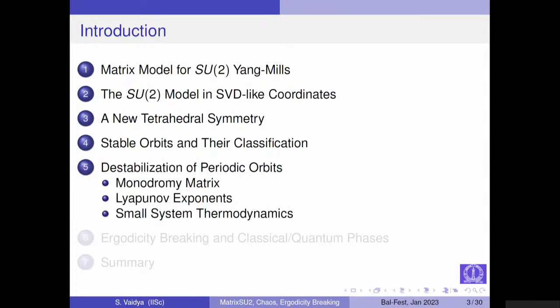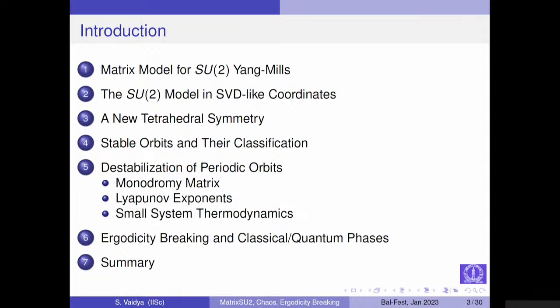Okay, so this is the plan of my talk. I will introduce the matrix model and show you that in some particular singular value like coordinates, the matrix model has a very nice description. In particular, there is an emergent tetrahedral symmetry, which may be related to the kind of symmetry Denjo briefly mentioned, but we'll have to wait to see if it is. What I will do is then look for classical orbits, and these classical orbits can be classified by subgroups of this tetrahedral symmetry. So we will study their stability.